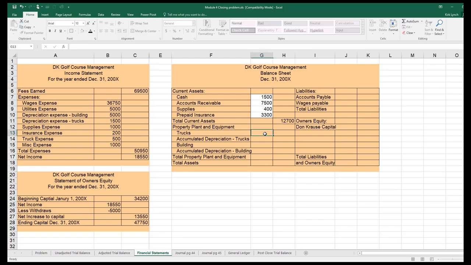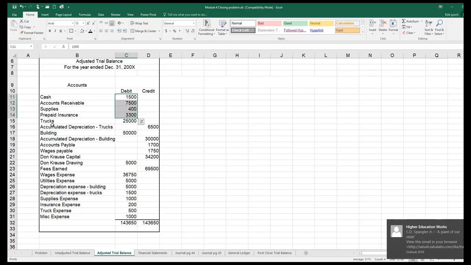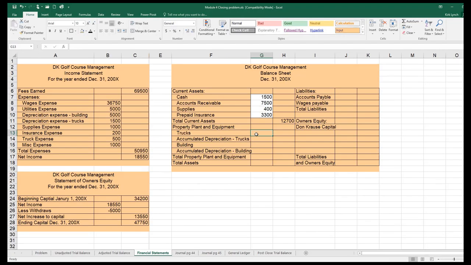Our trucks account has a balance of, I believe, let's look, our adjusted trial balance, trucks, $25,000 with depreciation of $6,500. So in our balance sheet, we do this, 25,000, 6,500 worth of accumulated depreciation. And so the book value of our trucks is the cost less the accumulated depreciation, which is 18,500.